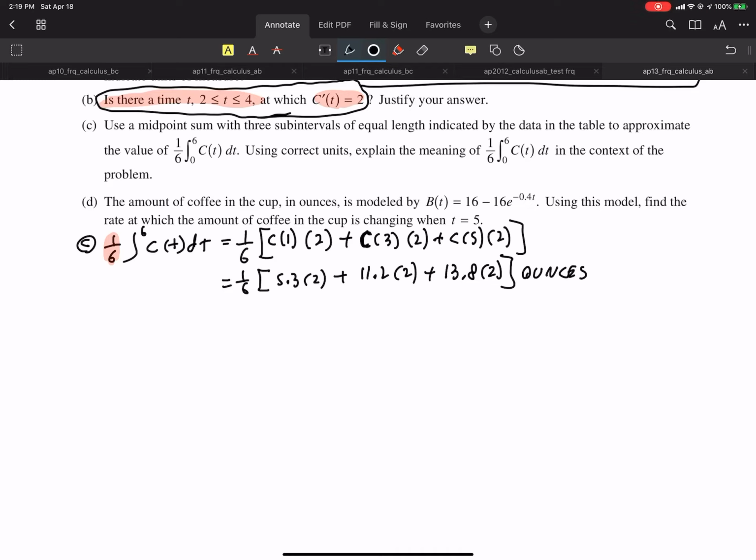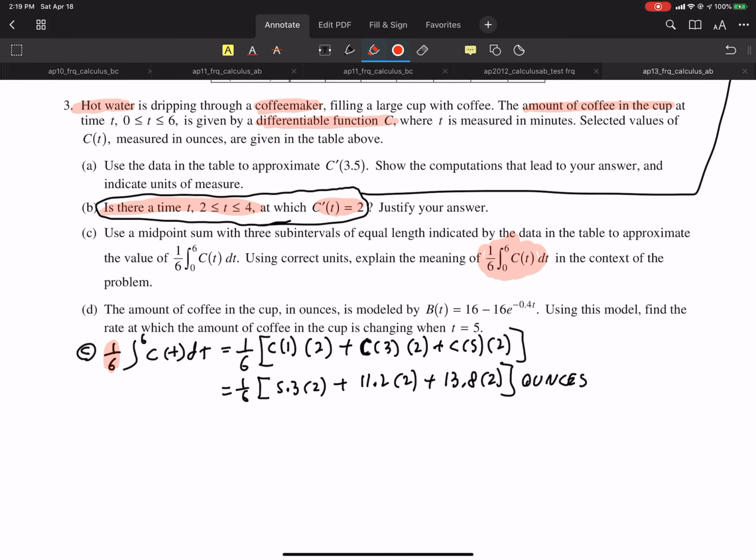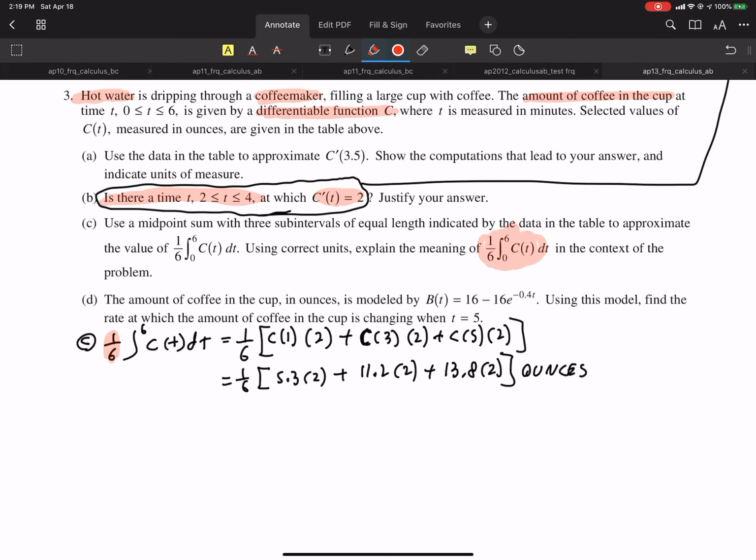So it says, using correct units, explain the meaning of this integral. You have to recognize this as the function to find the average value function. The integral of a function divided by the width is average value. Just have to recognize that. So this is the average value of C of t. So what is C of t? Look back up here. It's the amount of coffee in the cup.